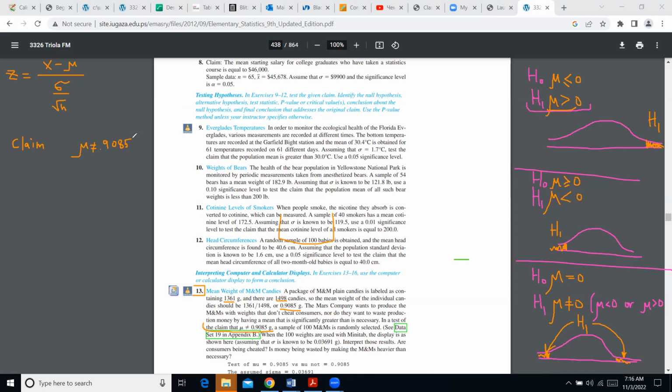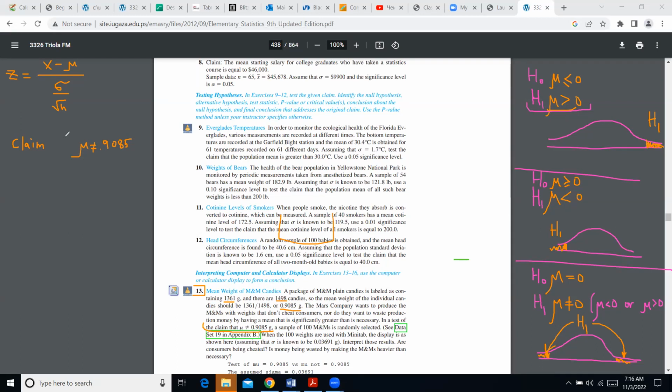So there are various cases. The point is, if you find that their claim is incorrect, well, then definitely they need to change their opinion about the candies, and maybe write something else on their package. So this is really a situation then.